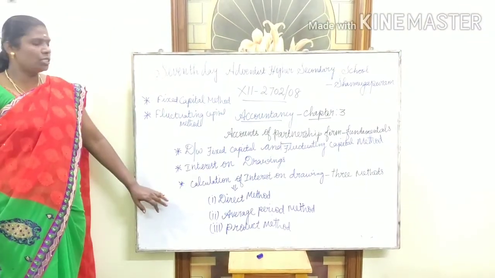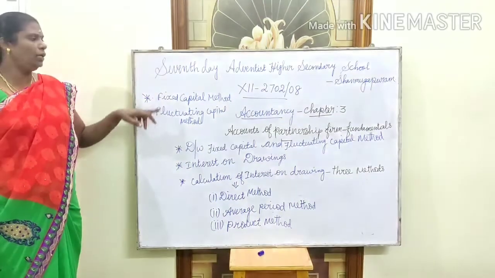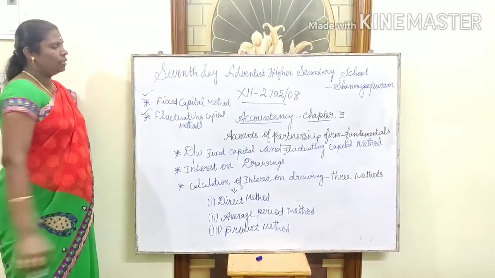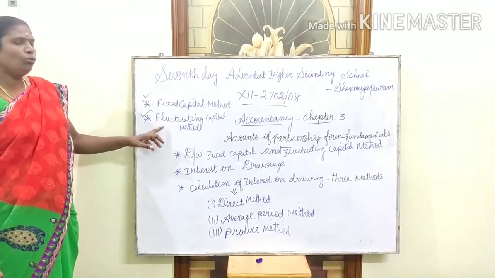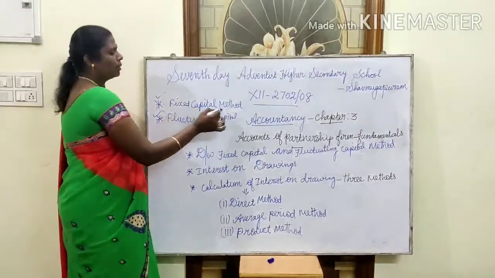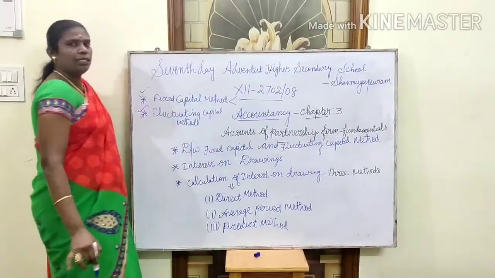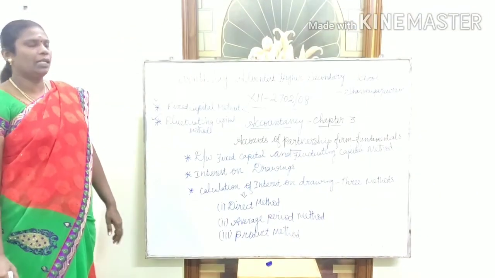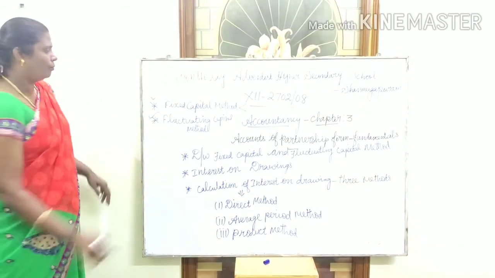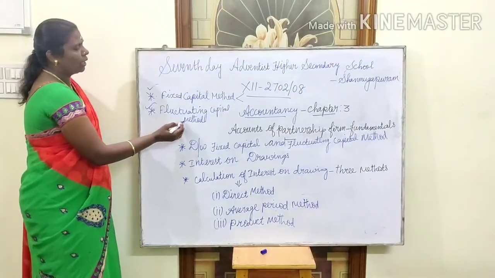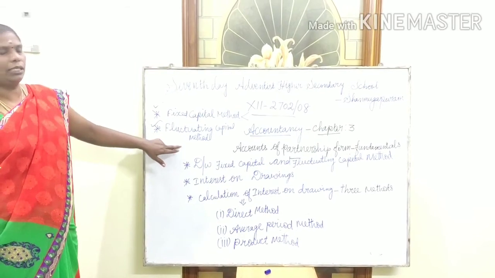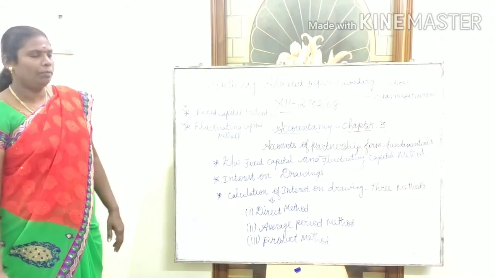So before going to teach, let's recall the previous topic. The first one is the fixed capital method and the second one is the fluctuating capital method. There are two methods of maintaining the partner's capital account. In the fixed capital method, you have to prepare two accounts: one is the partner's fixed capital account, which is an individual account, and the remaining entries are prepared in the current account. In the second method, the fluctuating capital method, prepare only one account, the capital account.